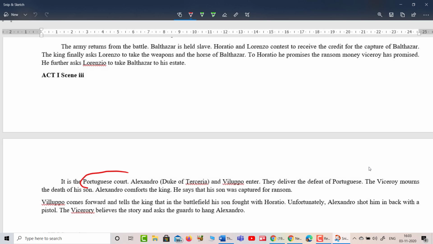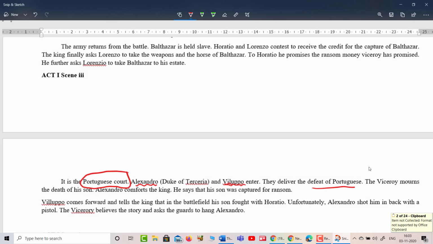So scene 2 opens in the court of Spain, scene 3 opens in the court of Portugal. In Portugal there are two persons, Alexandro and Villupo. They enter and deliver the news about the defeat of Portugal. So Portugal is defeated. Now the Viceroy mourns the death of his son.